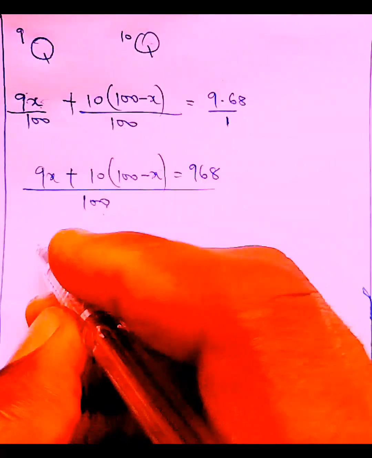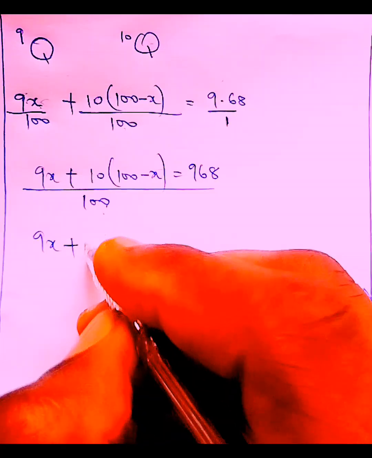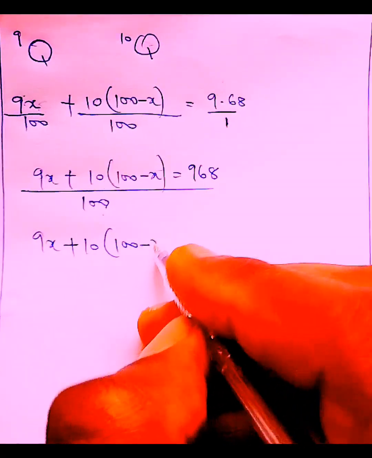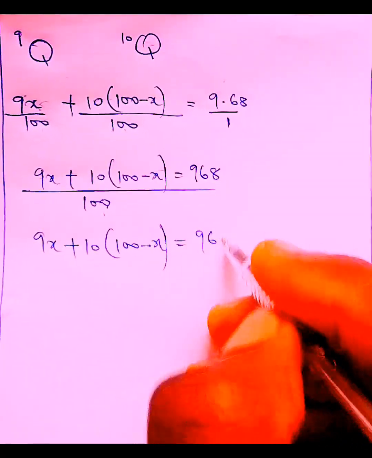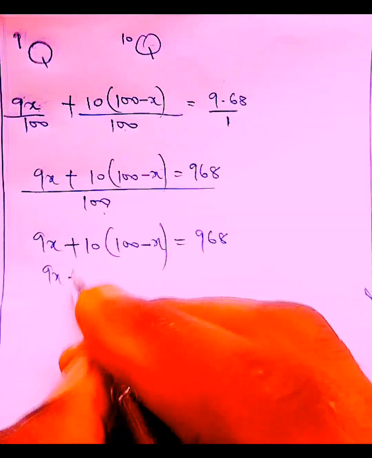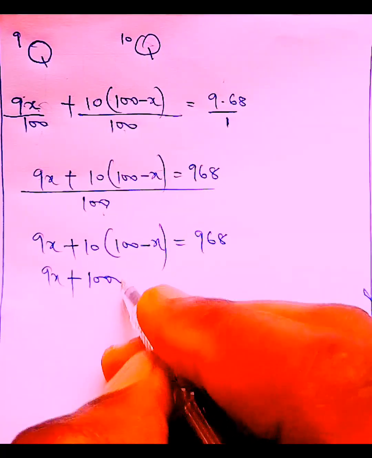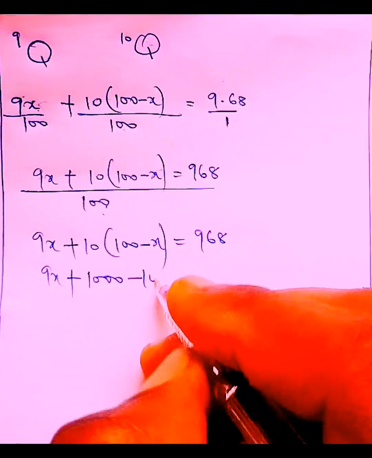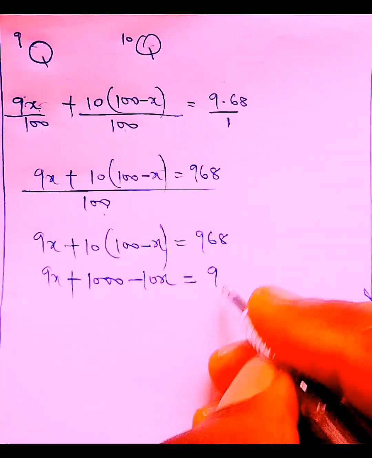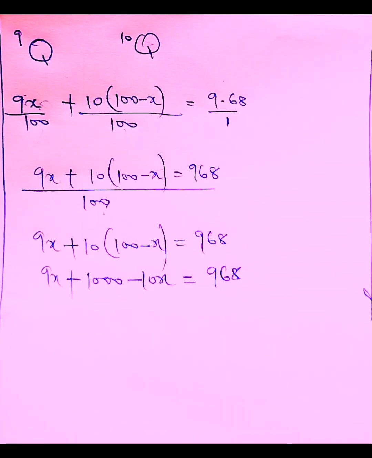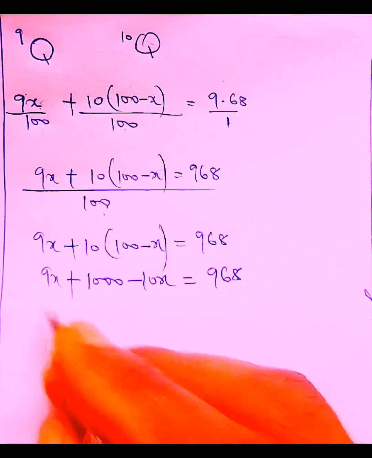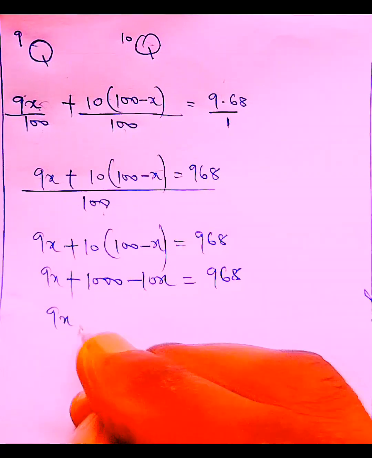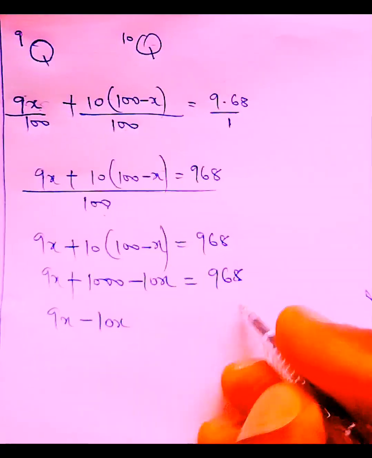So you're going to write out the top. That's 9x plus 10, open your bracket, 100 minus x, close it up, equals 968. So there's 9x plus 10 times 100 is 1000. 10 times x is minus 10x, equals 968. So it's high time we got our like terms collected. So that's 9x minus 10x. 9x minus 10x. We'll send this to the other side.